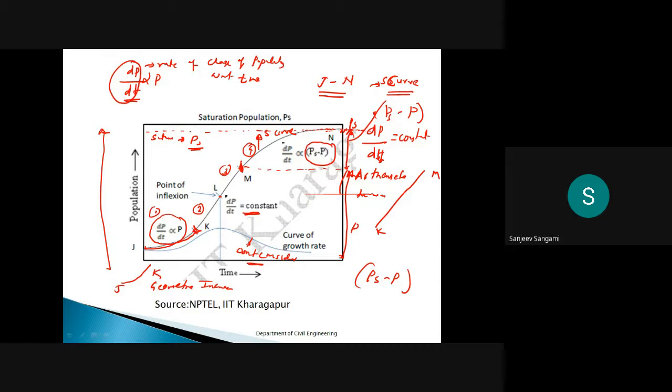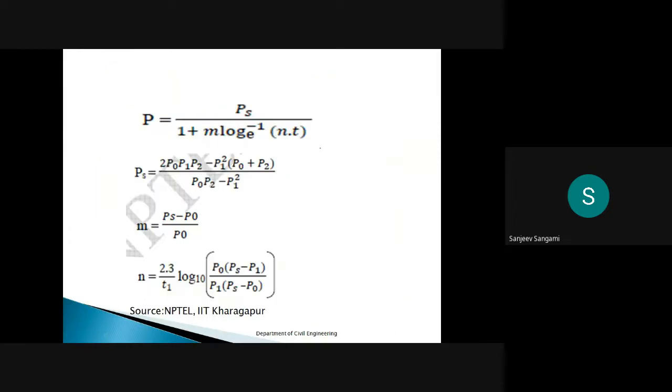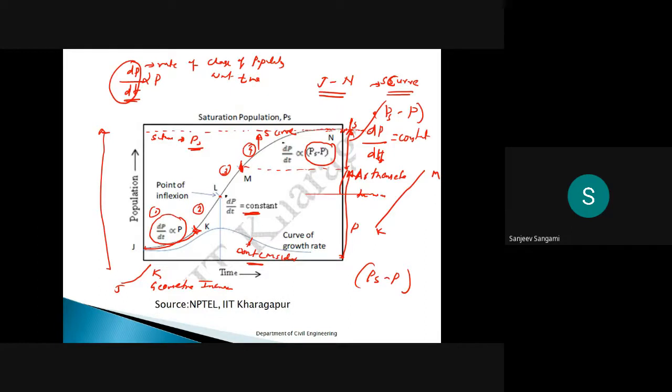So what is the expression given for this log scale or exponential growth of the population forecasting? I'll explain these terminologies. It is very important, because they may ask a problem in this logistic curve method. If they ask you to explain population forecasting using the logistic curve method, you have to explain all of this.